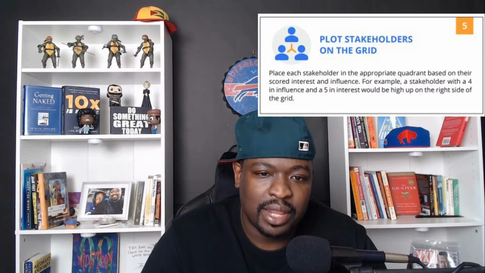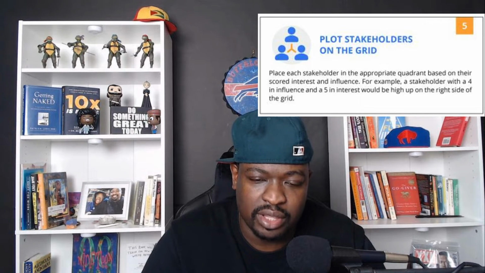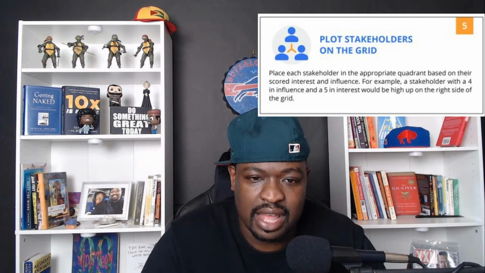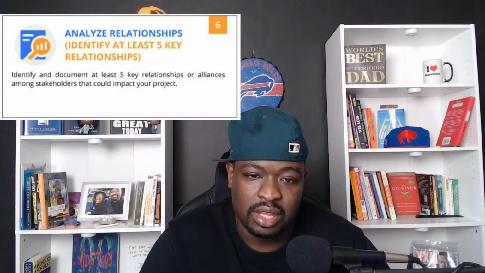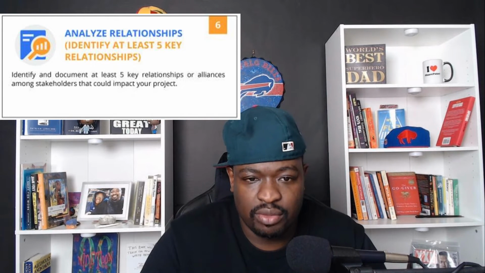All right, now he says plot the stakeholders on the grid. Place each stakeholder in the appropriate quadrant based on their score, interest, and influence. For example, a stakeholder with a 4 in influence and a 5 in interest would be high up on the right side of the grid. Analyze the relationships. He says identify at least 5 key relationships. This is something we're going to do. In other words, we're going to identify who our key stakeholders are.